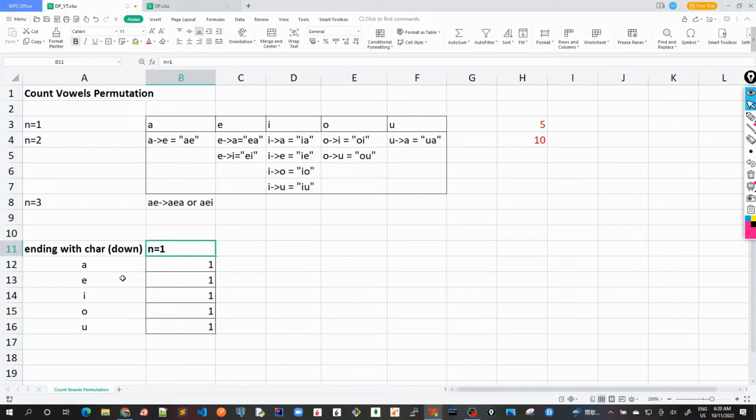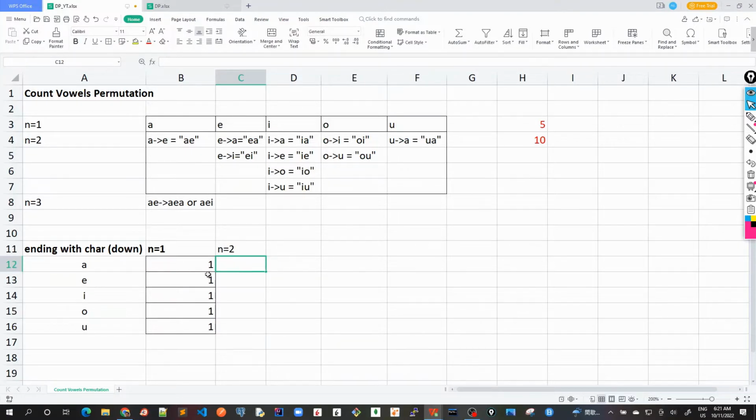For n equal to 1, we have already seen that since we have only got one character, for A it would be only one string possible, A, E, I, O, and U. So this is all 1. This is our base condition. So for n equal to 2, right?